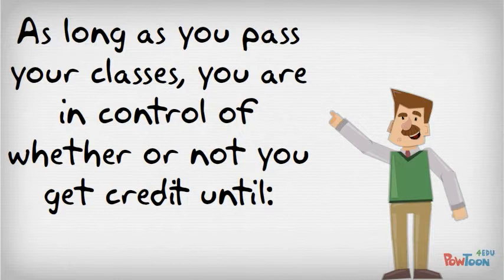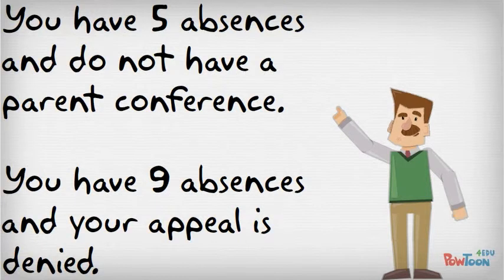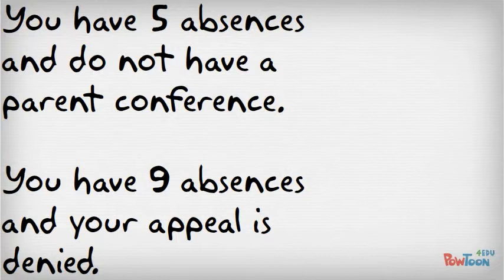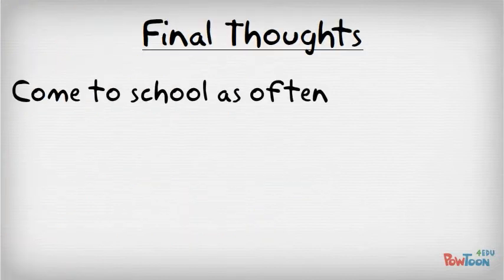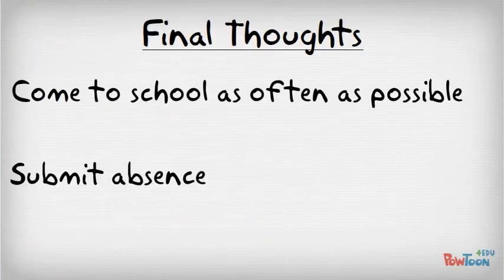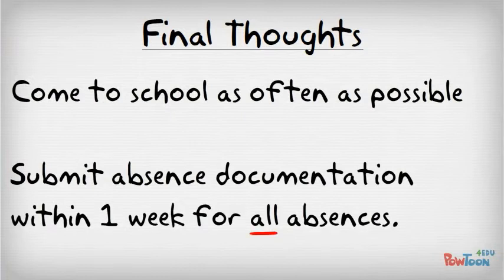As long as you pass your classes, you are in control of whether or not you get credit, until you have 5 absences and do not have a parent conference, or you have 9 absences and your appeal is denied. In conclusion, some final thoughts are: come to school as often as possible, and submit absence documentation within 1 week for all absences.